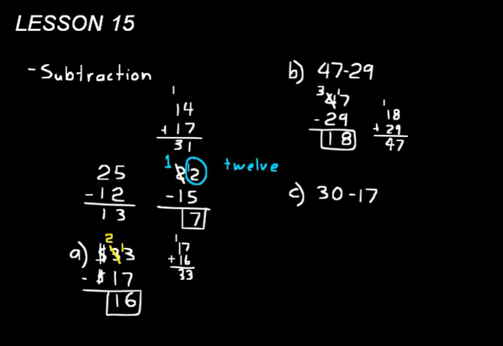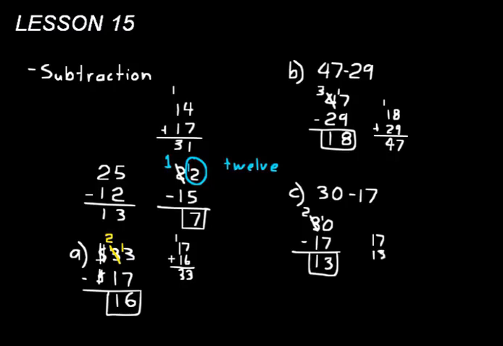Let's do one more. 30 minus 17. Let's go ahead and rewrite that vertically. Okay, we can't subtract 7 from 0, so we need to borrow 10 from the tens column. And so we change this 3 to a 2, and that 10 that we borrowed, we put it over here. And so now we have 10 minus 7, which is equal to 3, and then 2 minus 1 is 1, 13. And then let's check our work.